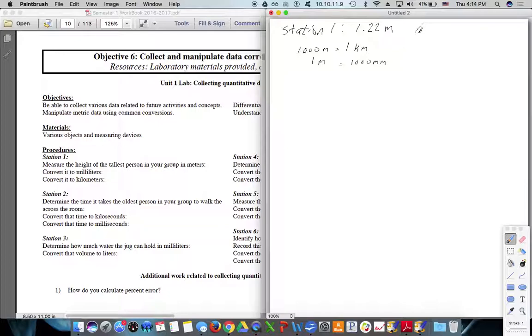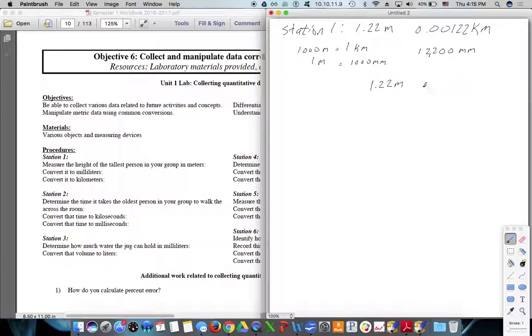So we end up with 0.00122 kilometers, and then we end up with 12,200 millimeters. So let's look at this again here, a little bit more of a visual.